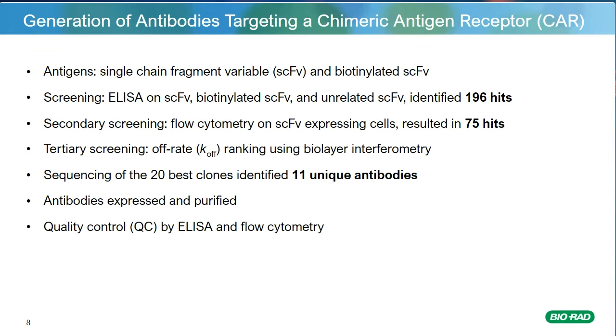I now want to run through a practical example of a project where we generated antibodies targeting a chimeric antigen receptor, or a CAR. The antigens were generated by us for this project, and they came in the form of single-chain fragment variables, or SCFVs, and we use these in both biotinylated and unbiotinylated formats.